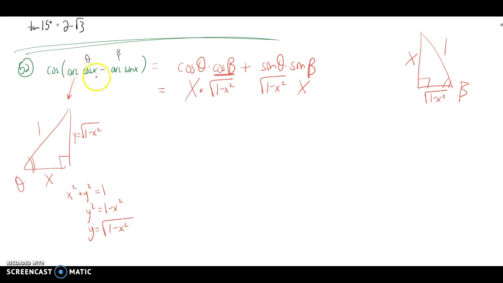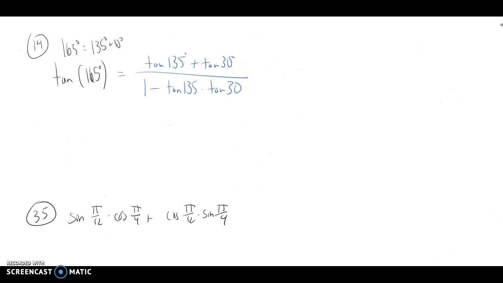So from the original, we expanded it out. We wrote in the values. Now, this is x square root of 1 minus x squared plus x square root of 1 minus x squared. They're the same thing. So our solution is 2 of those, 2x square root of 1 minus x squared.